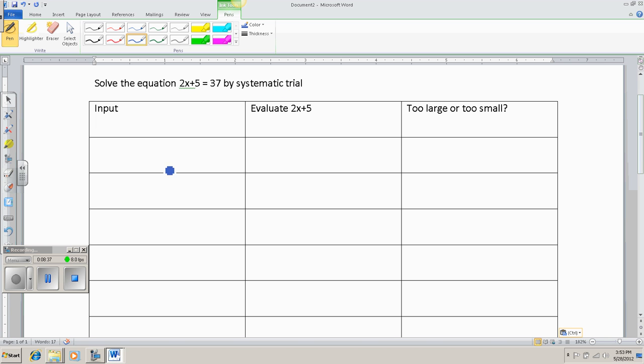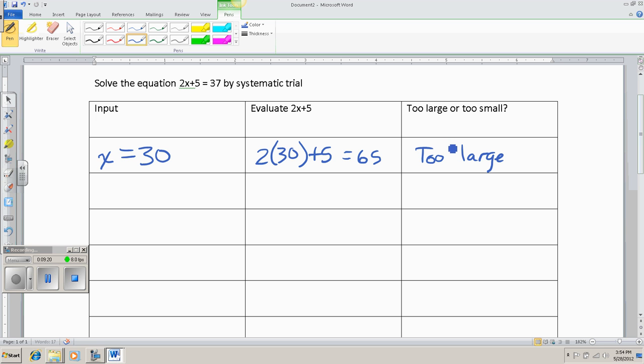So I'm going to start off with a value for x. I'm going to see what happens. Let's say input x equals 30. I'll evaluate it. That means substitute x. Instead of 2x, it's going to be 2 times 30, plus 5. That's going to be equal to 60 plus 5, or 65. Is it too large, too small? Too large. So that means I'm going to try a smaller number.